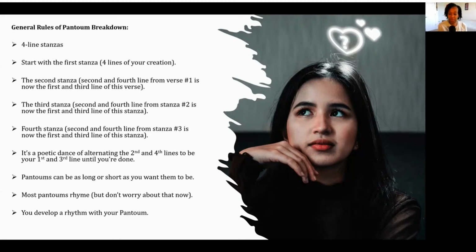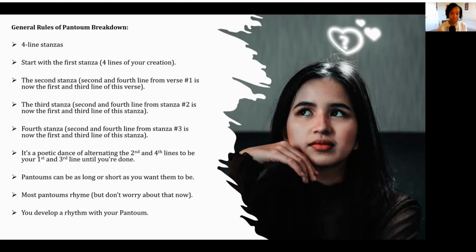People are probably like, "What is a Pantoum?" So Pantoums are one of 50 plus forms of poetry. There are over 50 forms of poetry out there in the world that we know of. And Pantoums to me are a lot of fun. I really have a great time creating Pantoum poems. So I wanted to share with you how, and then I'm going to share with you what a Pantoum poem looks and sounds like. So Pantoums are broken down into four-line stanzas.